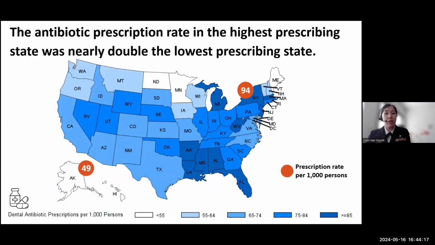On this map, states with higher prescribing rates are shown in darker blue. The antibiotic prescription rate in the highest prescribing state was nearly double the lowest prescribing state in 2022. New York had the highest rate with 94 prescriptions per 1,000 persons, while Alaska had the lowest rate with 49 prescriptions per 1,000 persons.